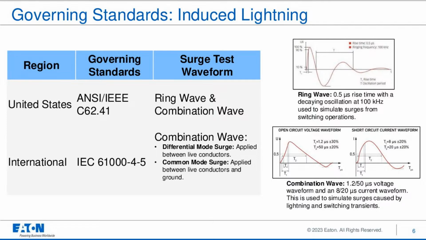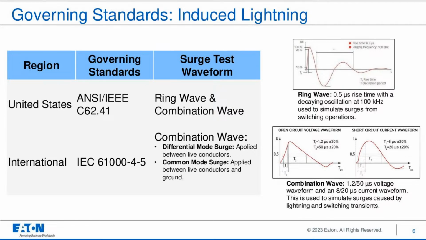Two governing standards are the ANSI IEEE C62.41 for the United States and the international IEC 61000-4-5. These standards focus on surge immunity testing for equipment subjected to surges caused by overvoltage from switching and lightning transients.